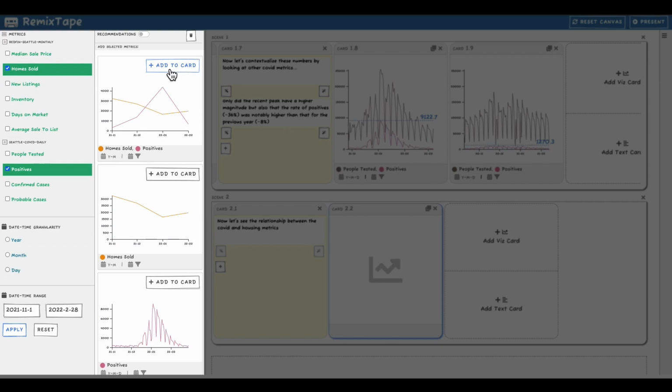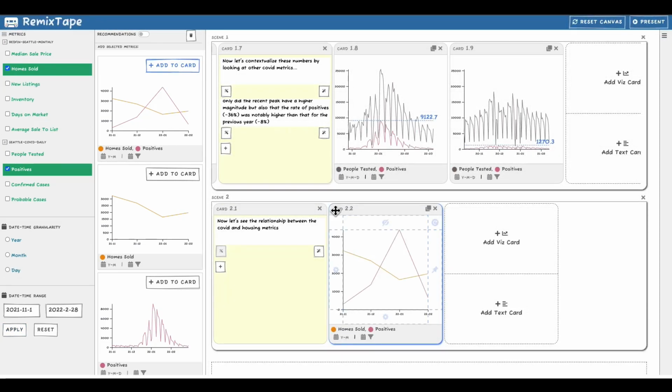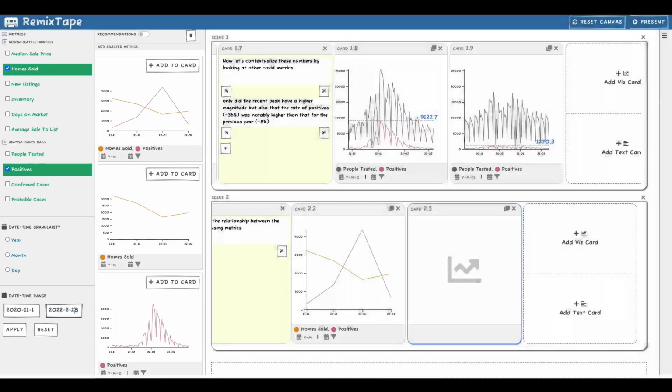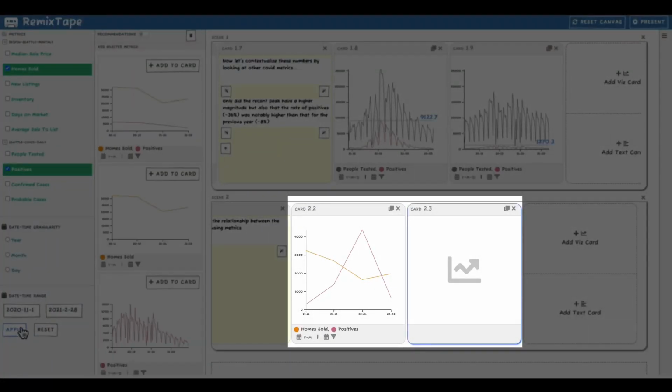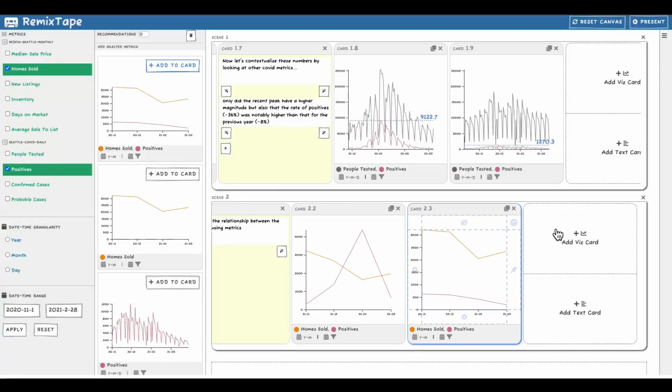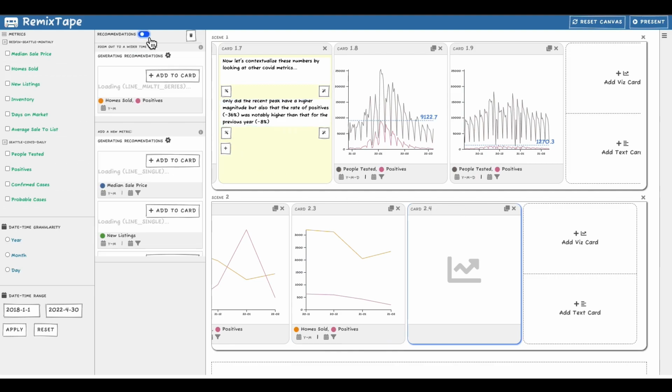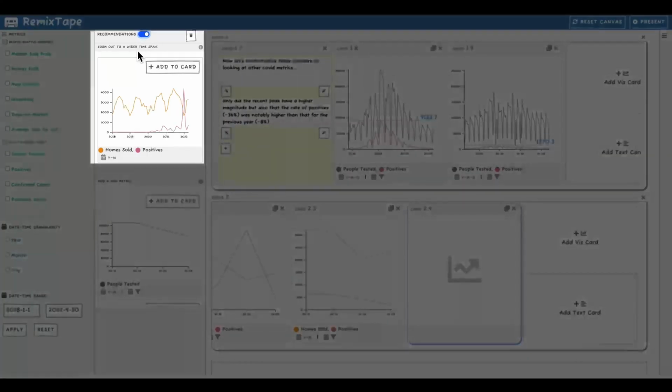In our second multi-series viz card for the 2020 spike, we show that there is a drop in home sales around the November to January period, which is when the COVID cases rose. While we want to emphasize this occurrence, RemixTape notices that we have only included specific time ranges in the scene and suggests including an overview spanning the entire time range for these available metrics.